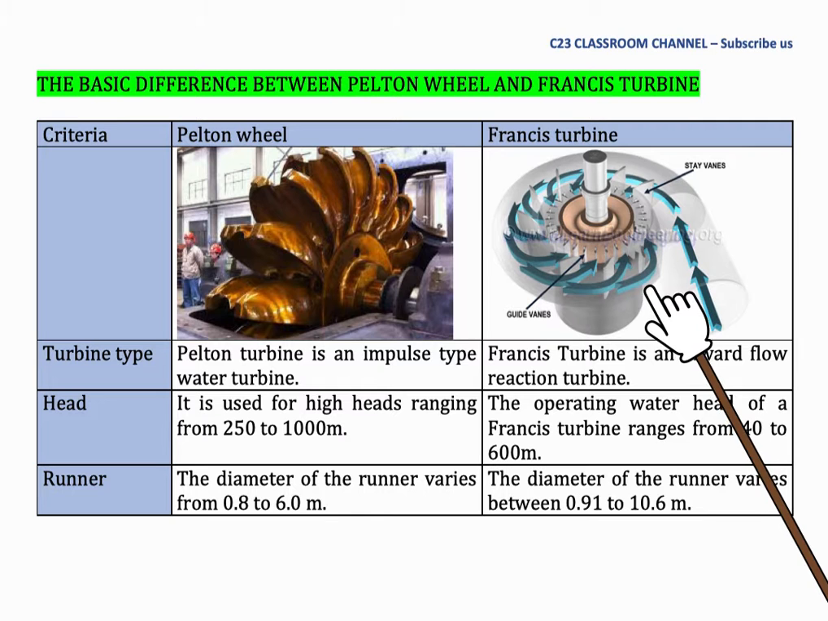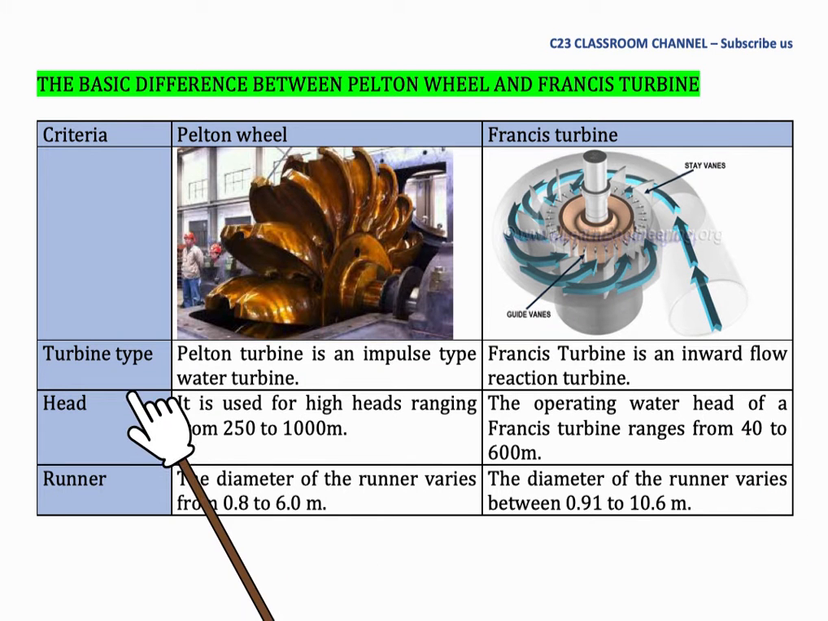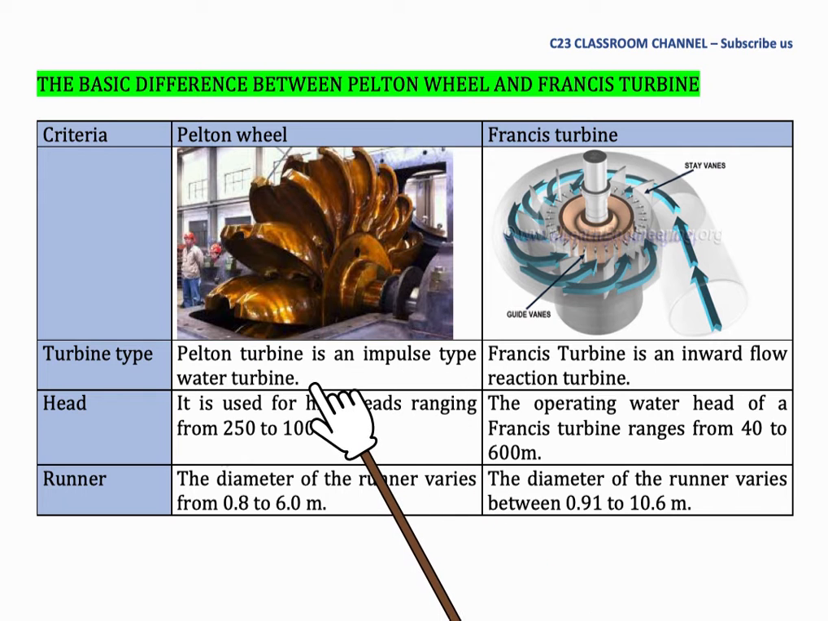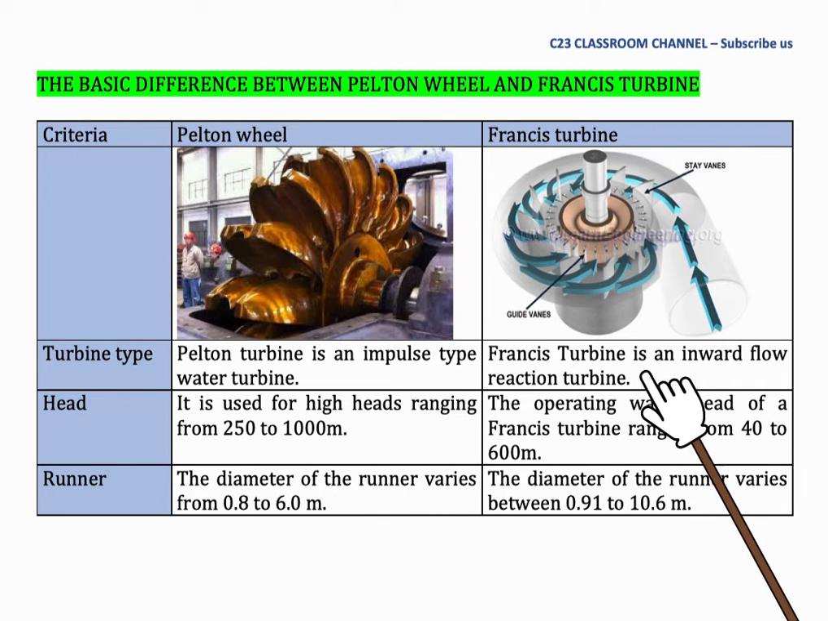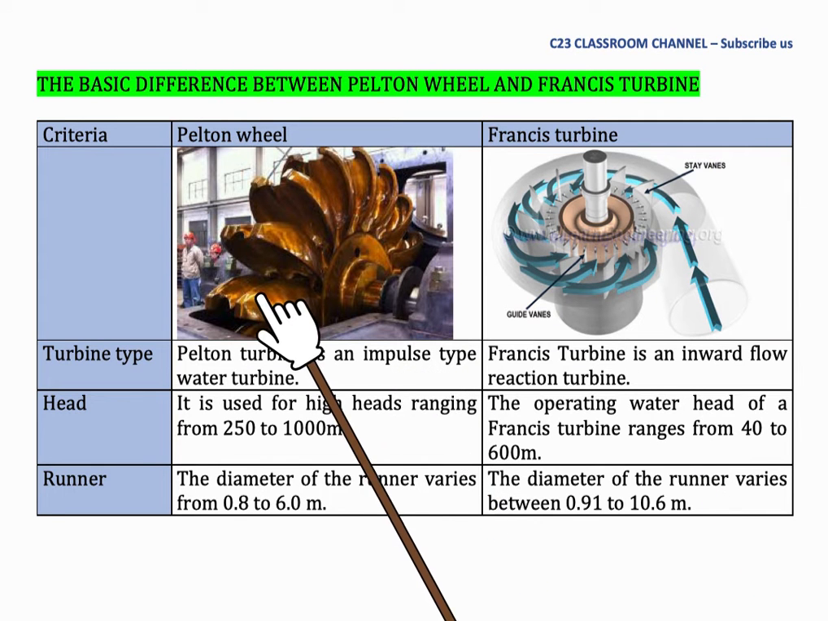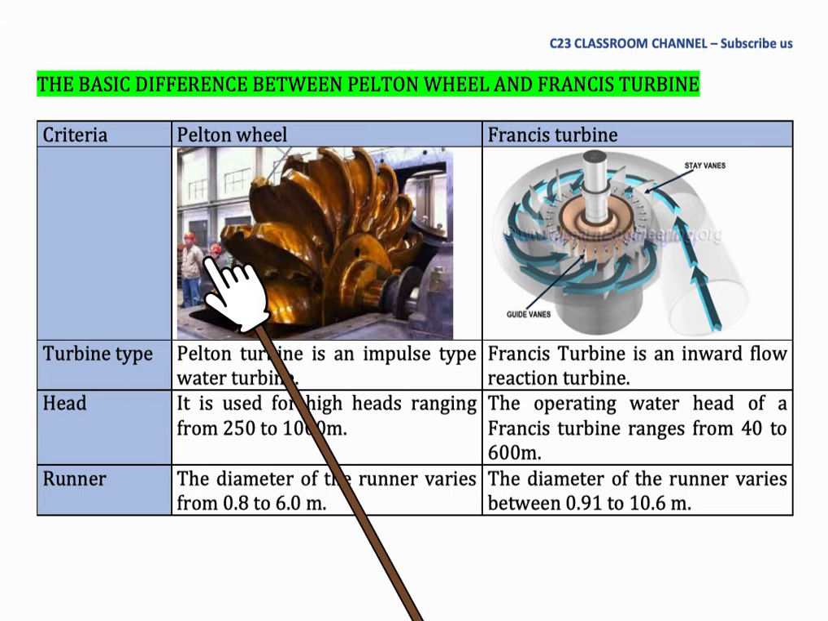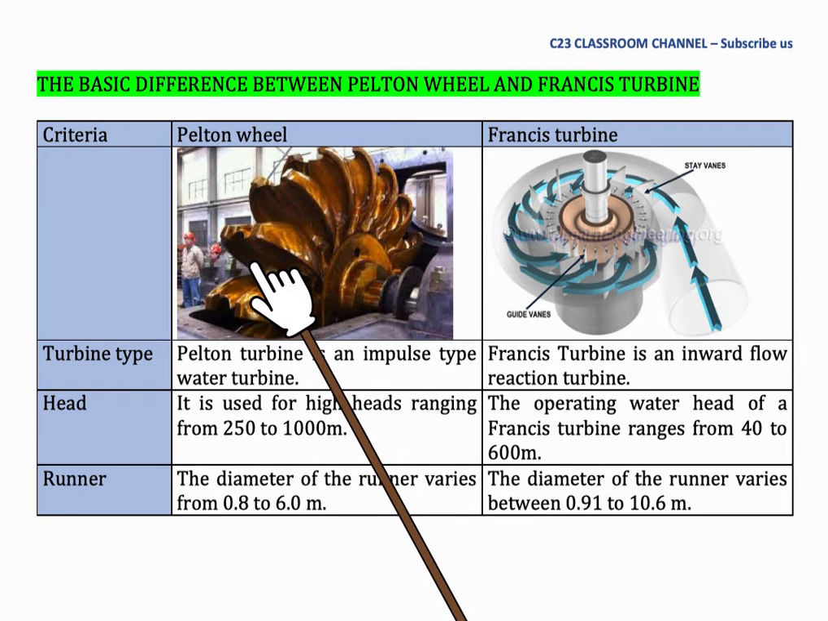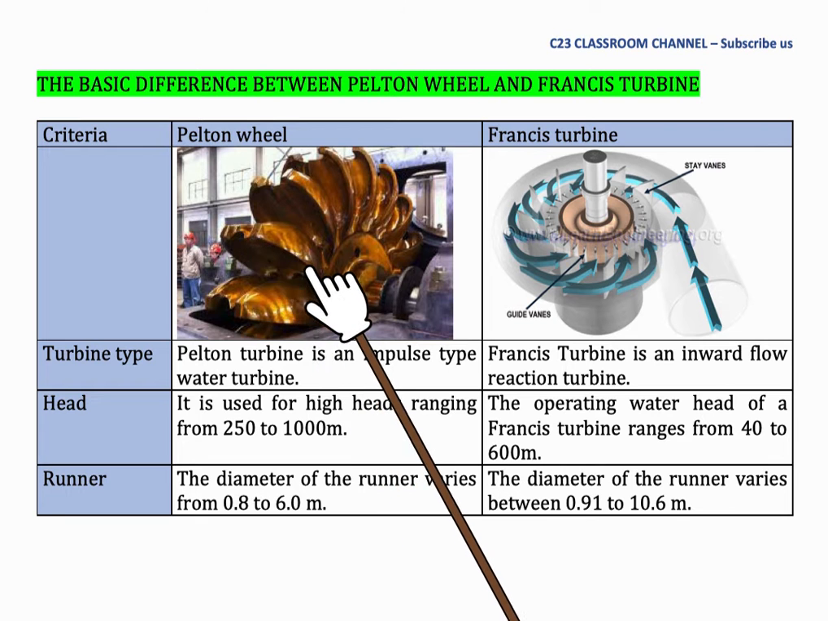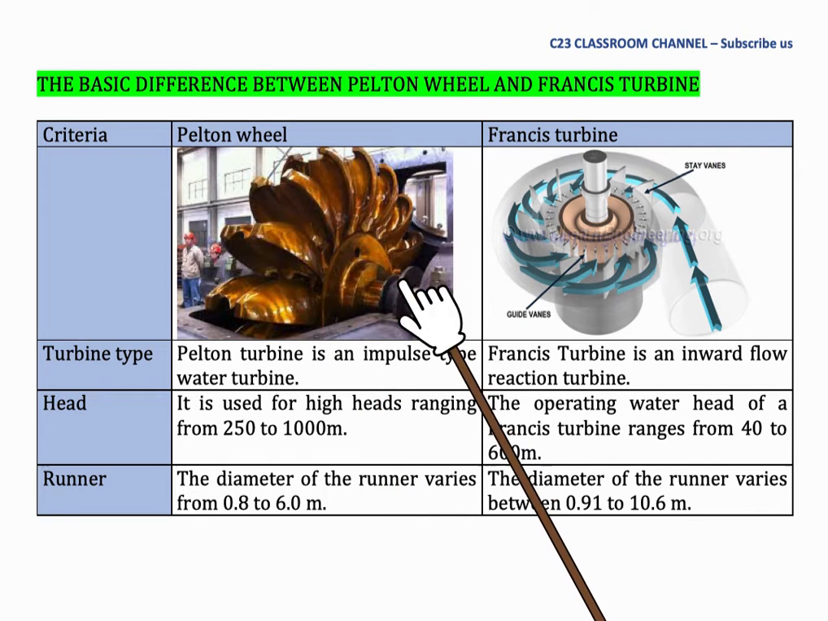So in terms of turbine type, the Pelton wheel is an impulse type water turbine, and the Francis turbine is an inward flow reaction turbine. So what is the meaning of impulse type? Impulse type is an impulse or a hit from a water jet to the bucket here, and by hitting the bucket it will rotate the wheel.